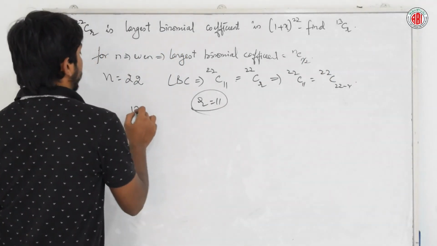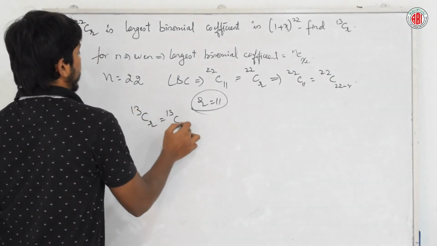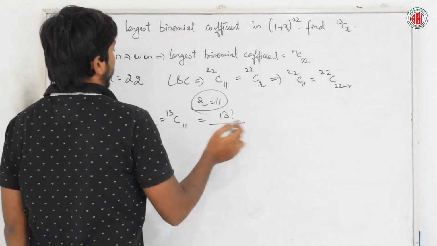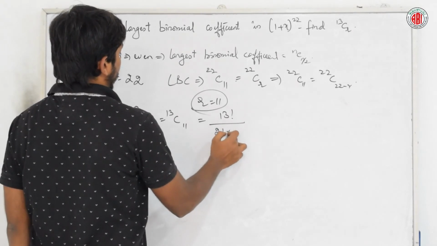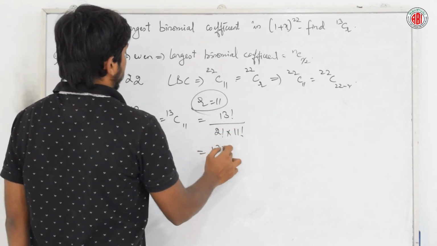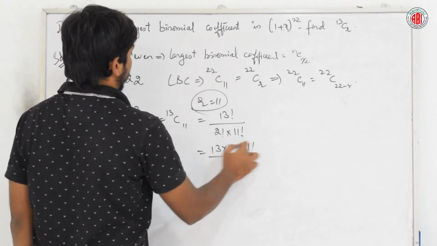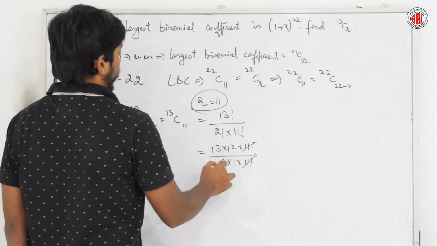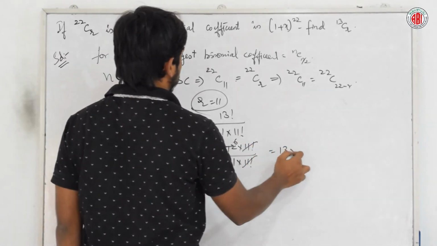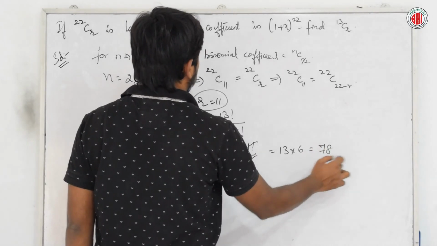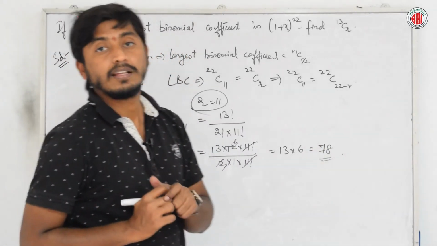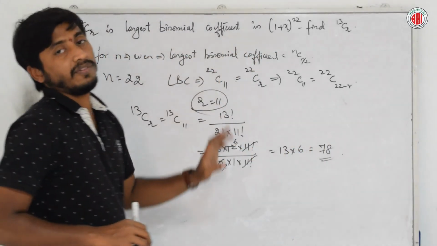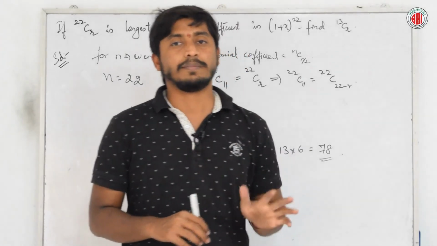To find the value of 13Cr, we will write 13C11, that is equal to 13 factorial by 13 minus 11 is 2 factorial into 11 factorial, that is 13 into 12 into 11 factorial by 2 into 1 into 11 factorial. These both will get cancelled. 2 1s are 2, 2 6s are 12. The answer is 13 into 6, which is 78. Is it right? Is it not simple and easy? If it is an even power, we'll have one more formula for the largest binomial coefficient. It's kind of a bit simple.